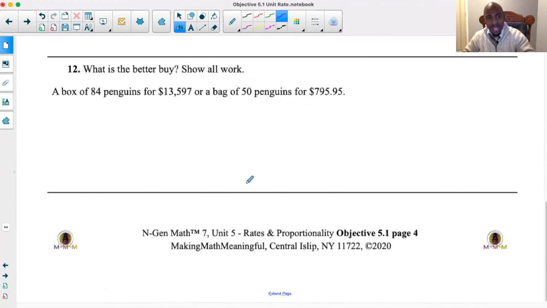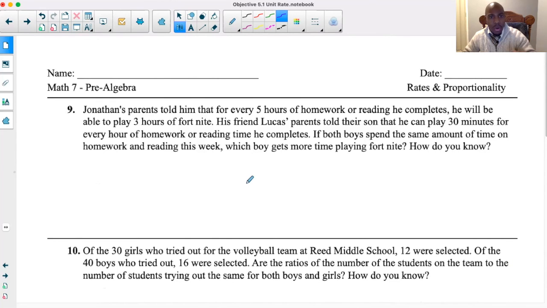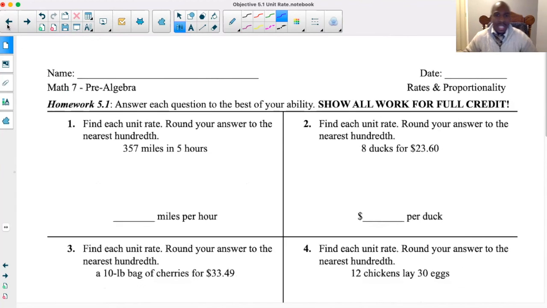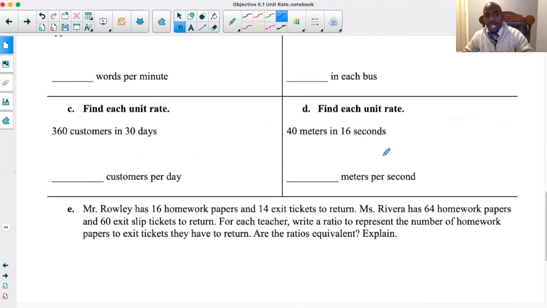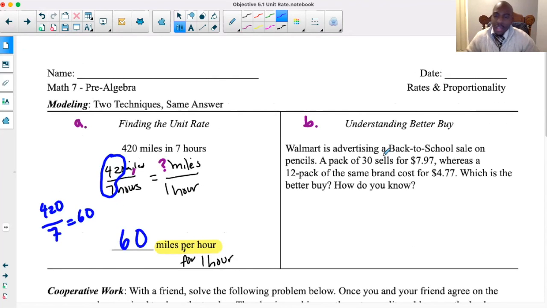Now, there is some additional practice here on better buys, okay? For the sake of the lesson, actually, as I think about it, I am going to cut this out. I'm going to cut out the better buy, and I'm going to cut out the other stuff in this lesson as well. Let's end it there because I believe this is a good place to end the lesson. Even though there's a lot to cover, it's probably best for us to talk about finding unit rate, dealing with proportionality before we dive into understanding unit rate, better buy.